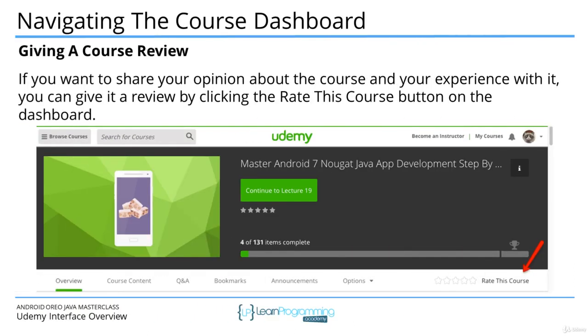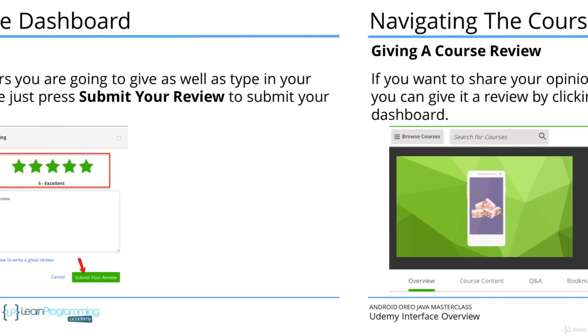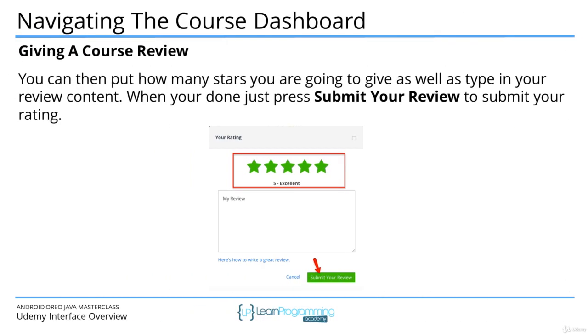If you want to share your opinion about the course and your experience with it, you can leave a review by clicking on the Rate This Course button on the dashboard. I know that Udemy automatically asks you for reviews anyway, but if that's something you want to do, you can do that. You can then decide how many stars you're going to give the course as well as typing in your review. When you're done, just click on Submit. You can also go back and change your review using a similar process, clicking on the same link in the future.